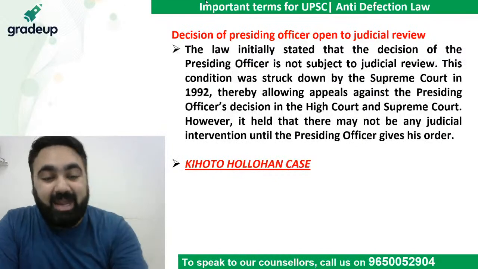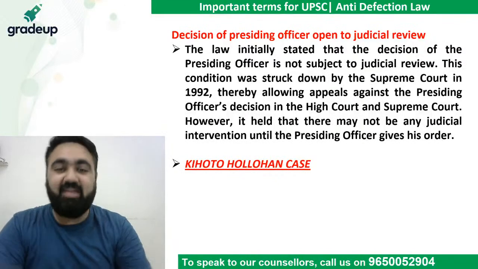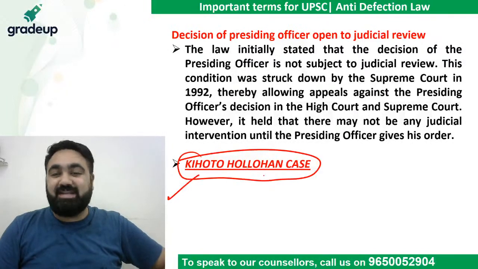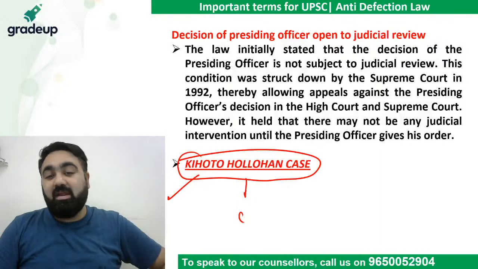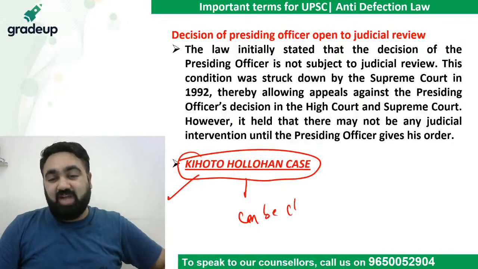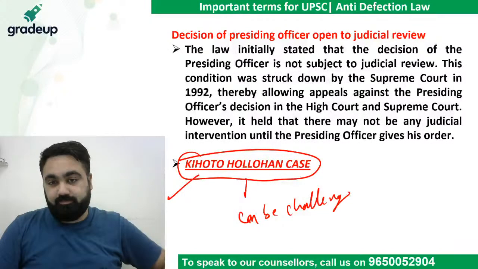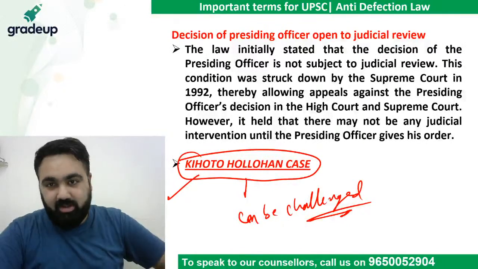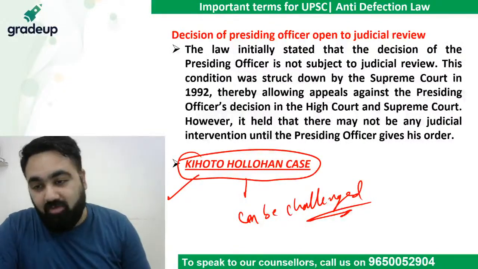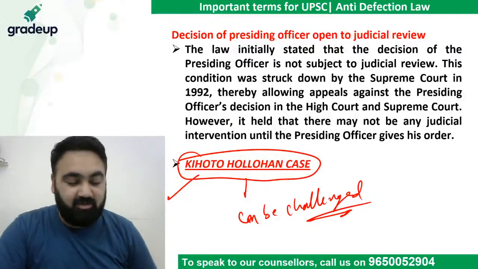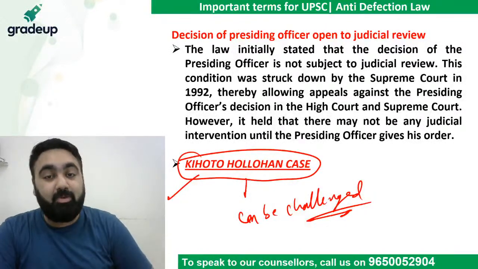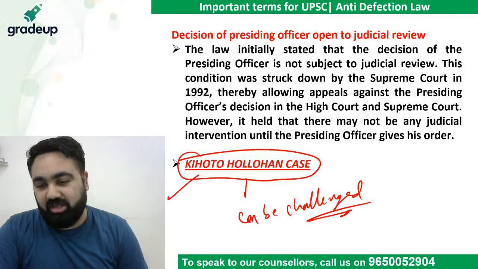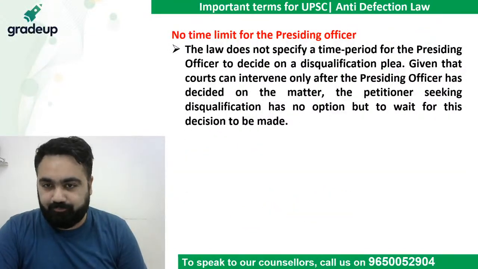However, in 1992, in a very famous case called Kihoto Hollohan case, the Supreme Court said that the decision of the Speaker can be challenged in the court. If there is something wrong with the decision of the Speaker, the decision of the presiding officer, the Supreme Court can interfere. This is what the Supreme Court said in the Kihoto Hollohan case of 1992.